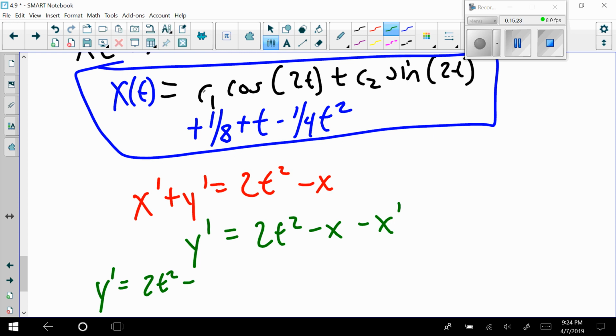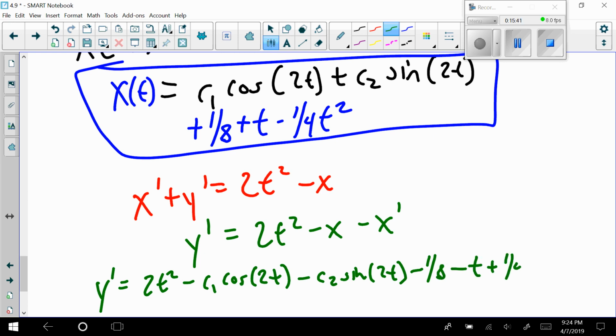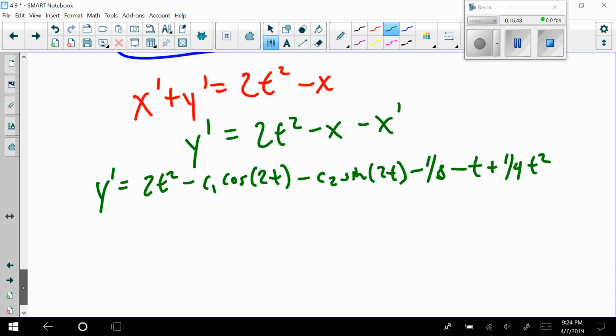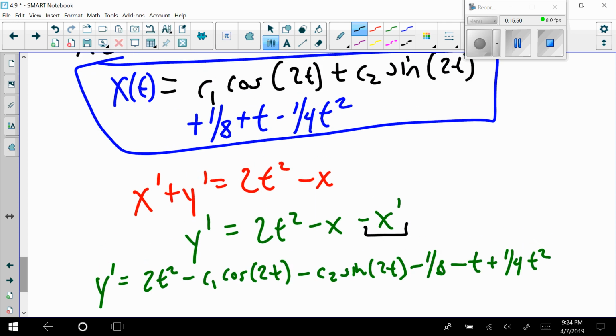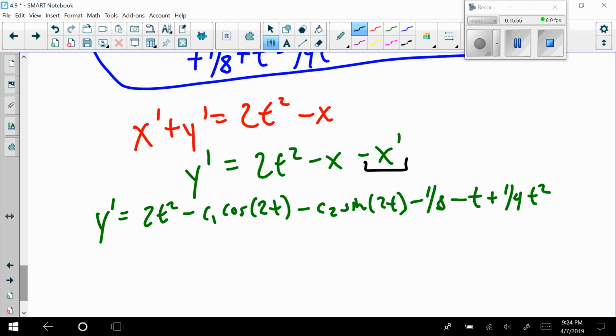So instead of writing this all out, right, I think you guys can do this here. This is minus c sub 1 cosine of 2t minus c sub 2 sine of 2t minus 1/8 minus t plus 1/4 t squared. Okay, and then it's minus the derivative of x. Okay, well, this can take us maybe a little bit of time, right?